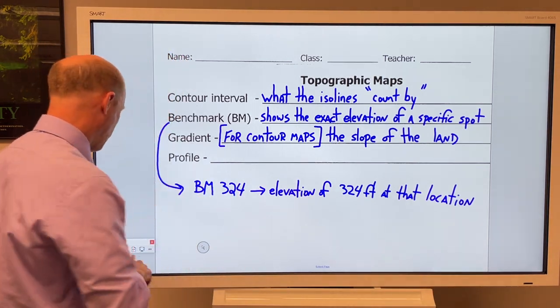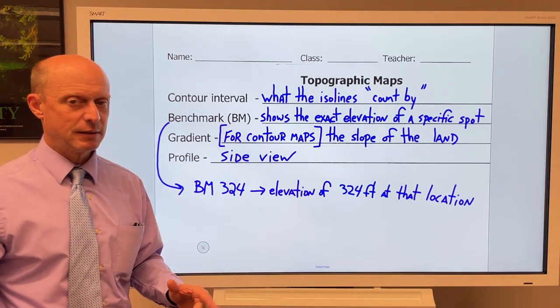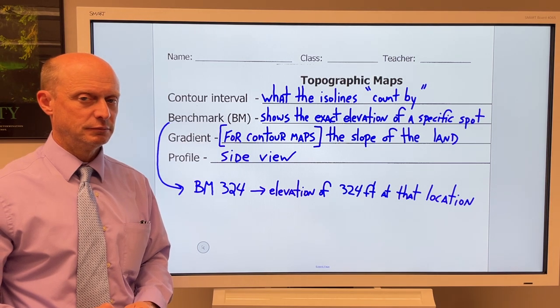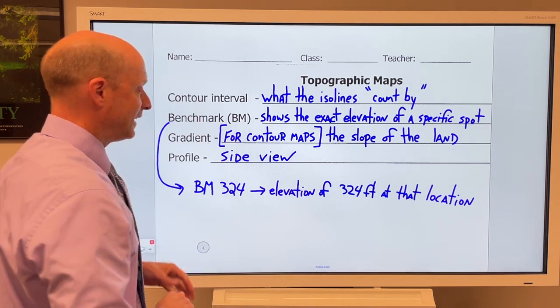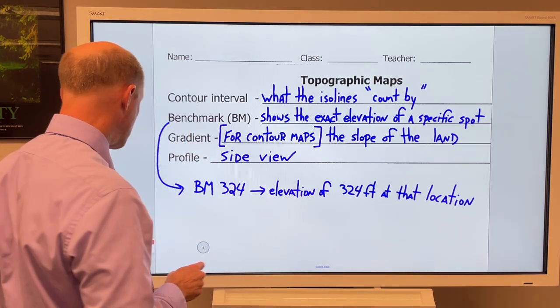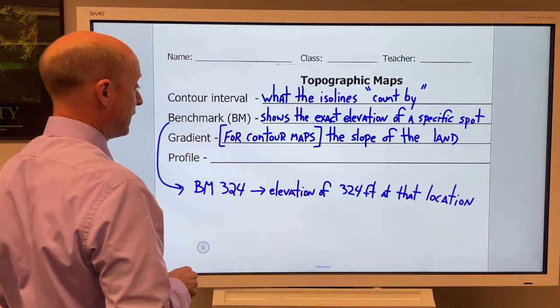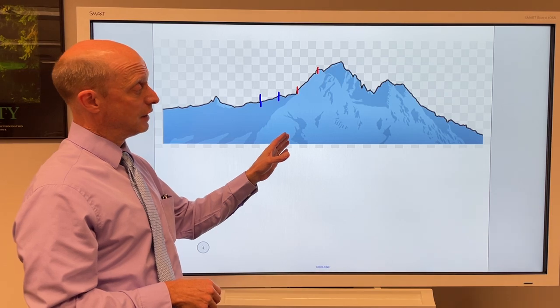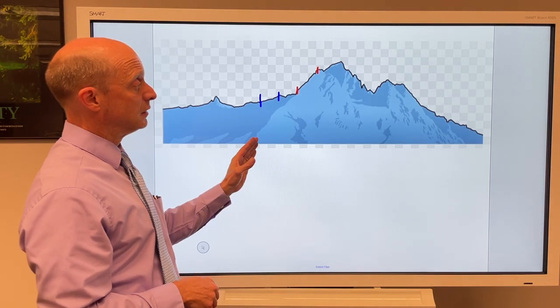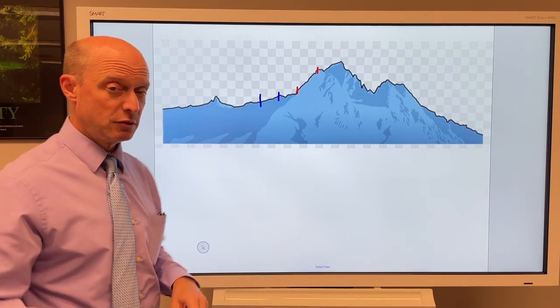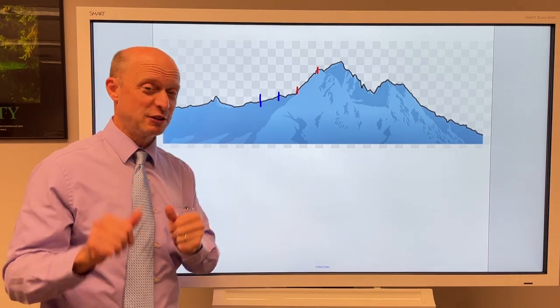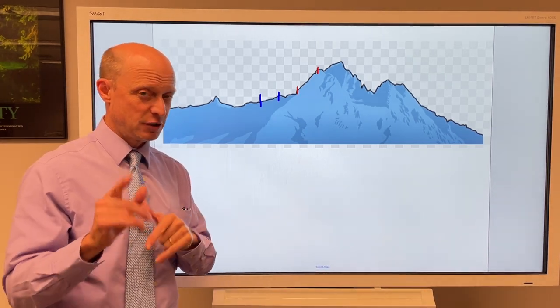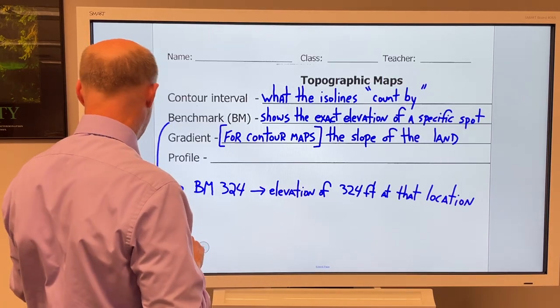Next up is profile. So please copy that down. And a profile is a side view. So what we were just looking at here, this right here is the profile of this mountain, a side view of it. We'll be drawing those, actually. You'll be drawing those, which is pretty cool. Students usually like it. So let's keep going.